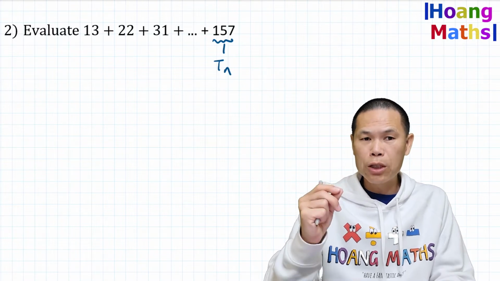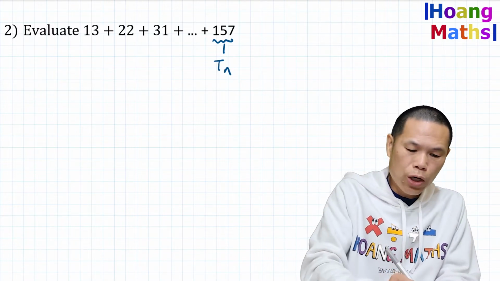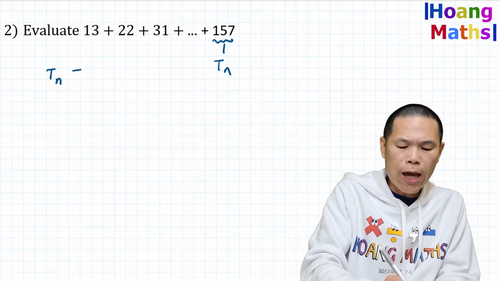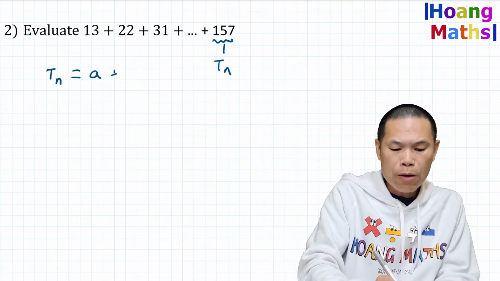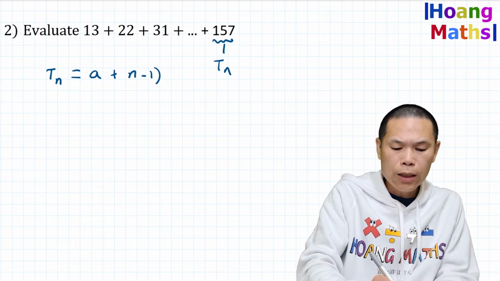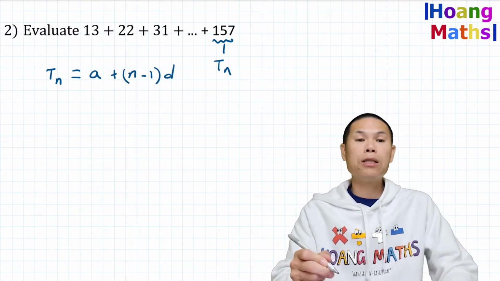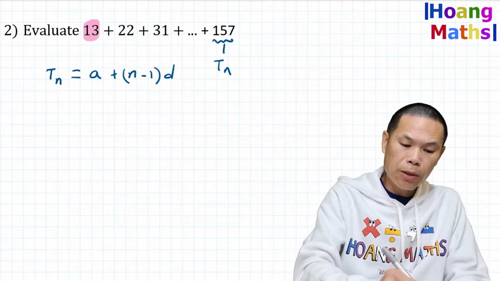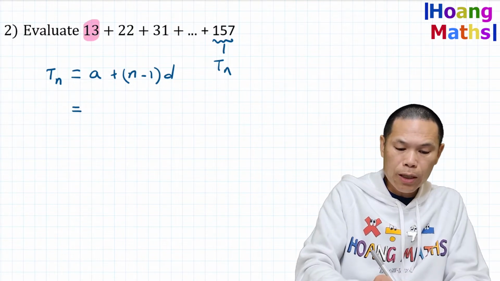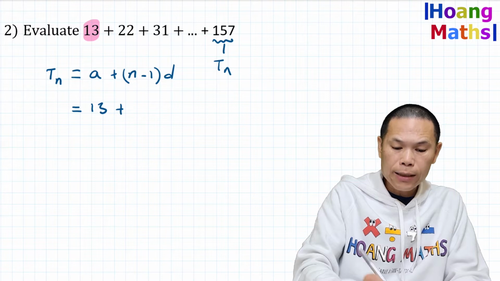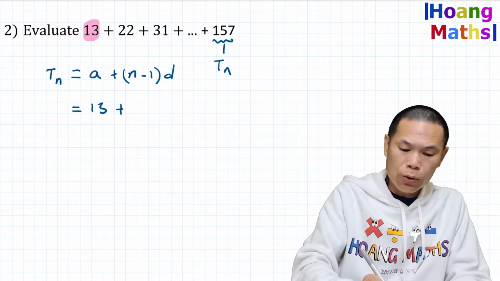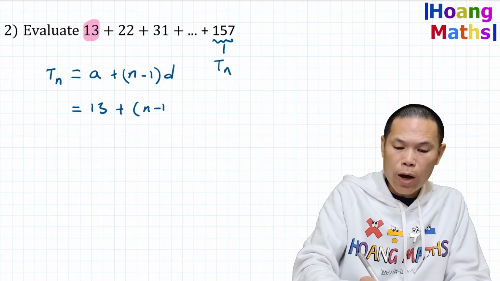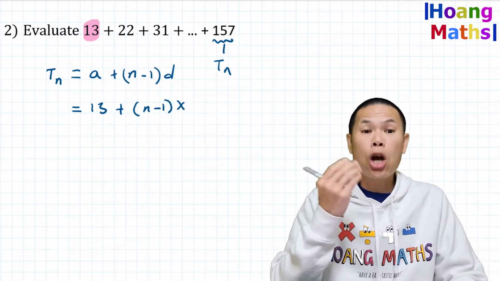We know the rule for this: t of n is equal to a plus (n minus 1) times d, the common difference. We know that a is 13. Let me just write this down. So that gives me 13 plus, we don't know what n is, so we just write n minus 1, and we times the common difference.